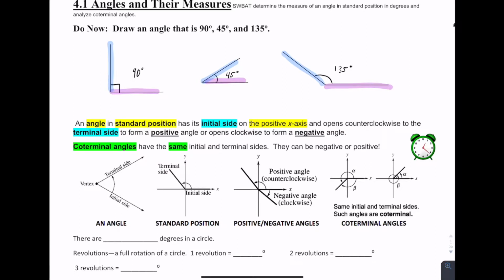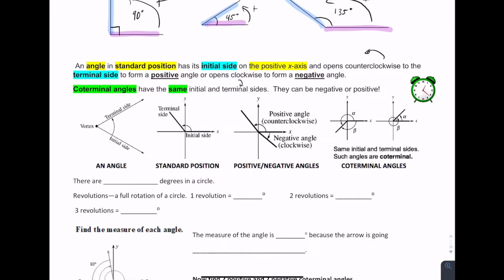So counterclockwise goes like this, okay? So you always open angles in this direction for them to be positive. Now, if you want them to be negative, you go clockwise, which goes like in that direction, just like a clock. So negative would be that way. Okay?